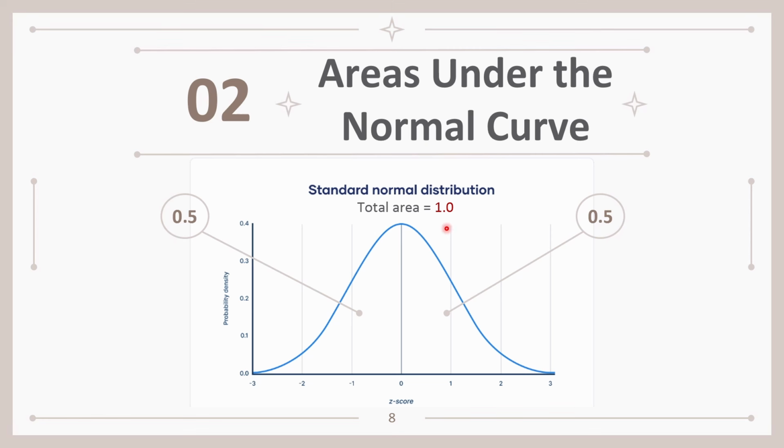Okay, since we've divided into two, you have 0.5 on the left side and 0.5 on the right side. So that division means that if you add, of course, your 0.5 and 0.5, you get the total area 1.0.